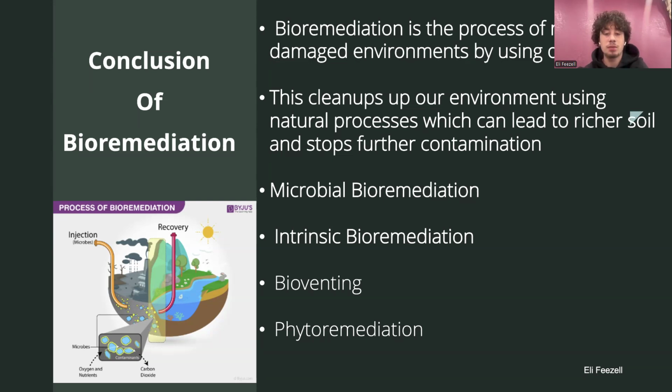Bioventing stimulates microbial degradation of petroleum and hydrocarbons, injecting atmospheric air into the soil through the vadose zone. And then phytoremediation is where they degrade, stabilize, or store pollutants in roots, shoots, or leaves. Minimal environmental disruption compared to excavation methods.